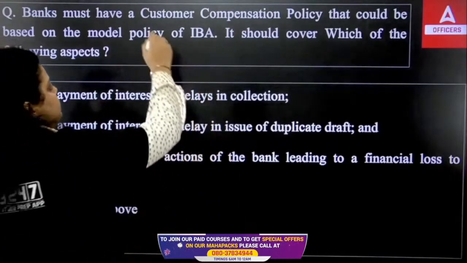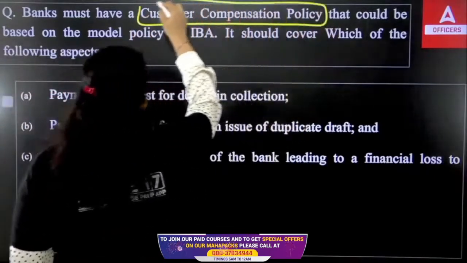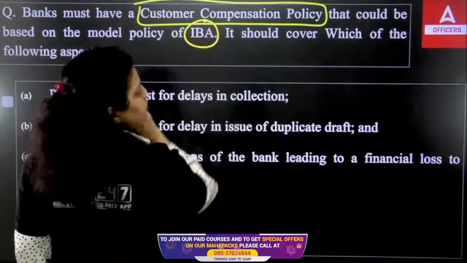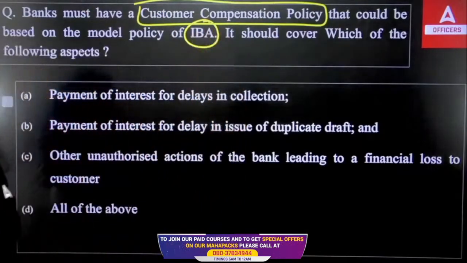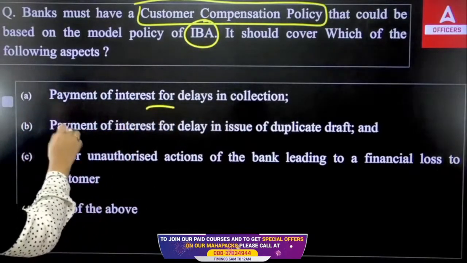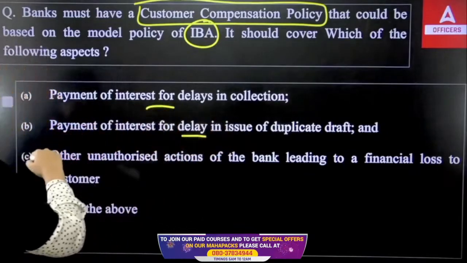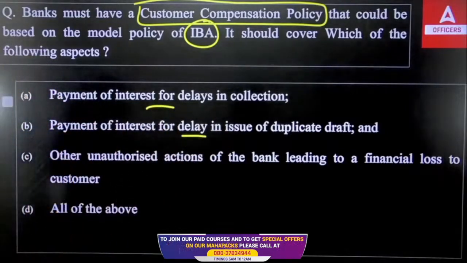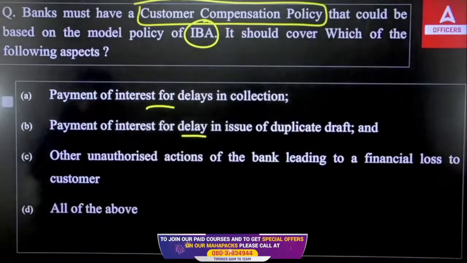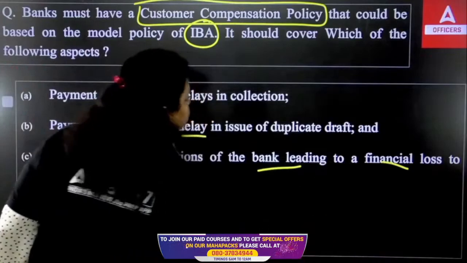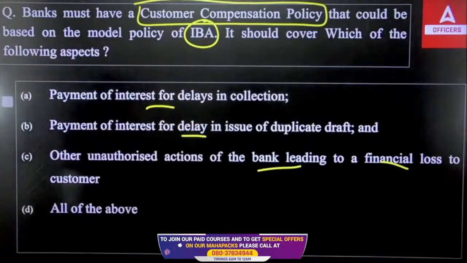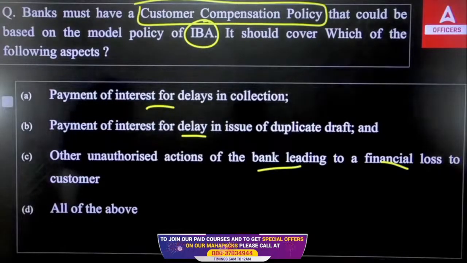So we are talking about a bank that must have a customer compensation policy based on the model of the Indian Banks Association. Which of the following should be covered? First, payment of interest for delay in collection; payment of interest for delay in issue of duplicate draft; other unauthorized action of the bank leading to a financial loss of the customer; and then all of the above. Which of the following is correct? Or I can say, which of the following will be covered by the bank.